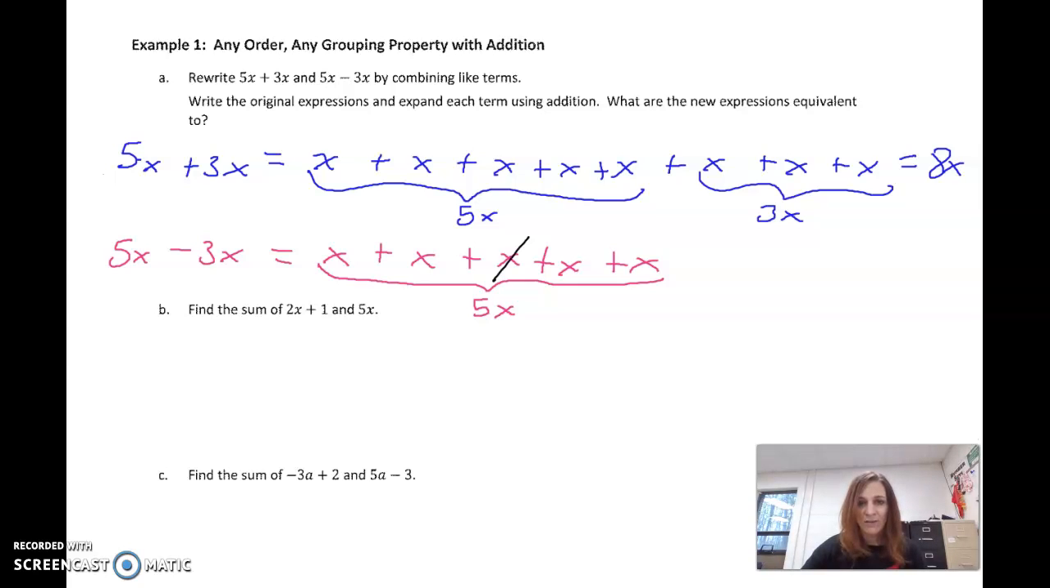And if I take 3 of them off, what am I left with? 1, 2, 2x's. Now we shouldn't have to write it out like that all the time, because hopefully we can see that if I have 5x's plus 3x's, I can just add the 5 and 3 to get 8. If I have 5x minus 3x, I can just go 5 minus 3 to get 2. Okay?